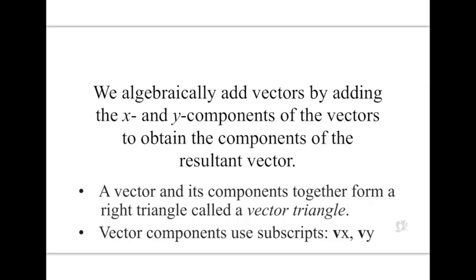And so a vector and its components can come together and form a right triangle, and this is called a vector triangle. A vector triangle is what happens when you break those components down and use the resultant as the hypotenuse. And we have vector components. We'll have the vector with the x, and these are actually subscripts. It's just not printed correctly. So you have your vector, your x component, your vector, and your y component.